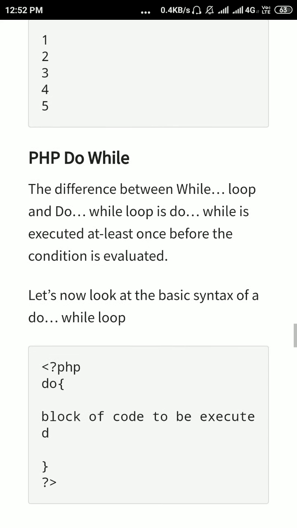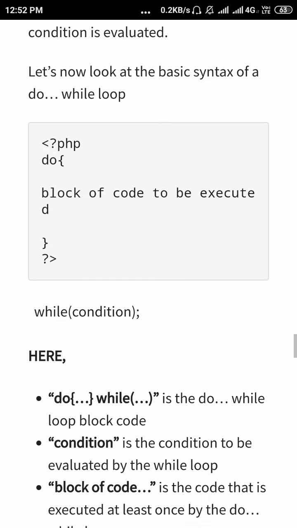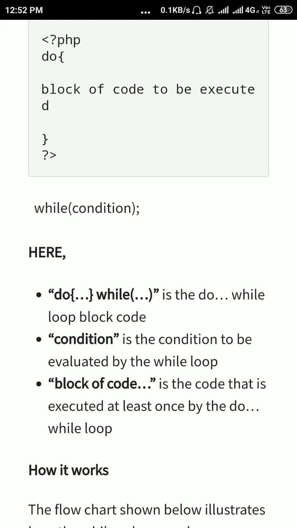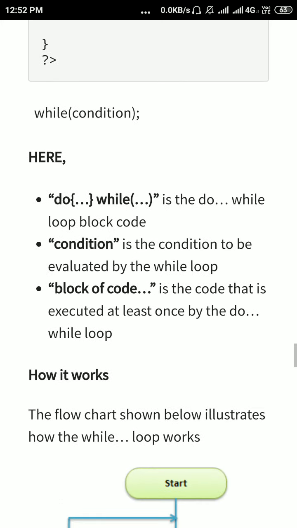So, PHP do while. The difference between the while loop and the do while loop is that do while executes at least once before the condition is evaluated. Let's now look at the basic syntax of a do while. PHP, do, and the block of code to be executed, and close the bracket. While condition. Here do and while is the do while loop, the block code, and the condition is to be evaluated by the while loop. The block of code is the code that is executed at least once by the do while loop.